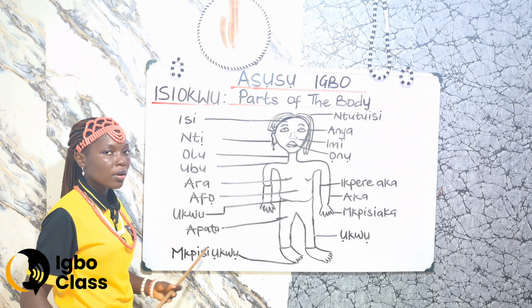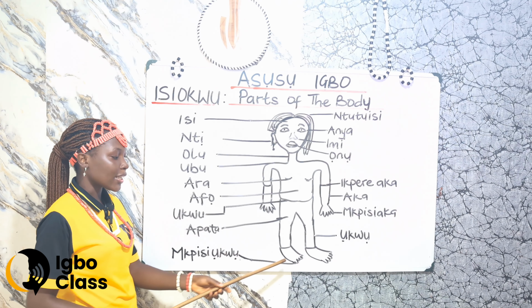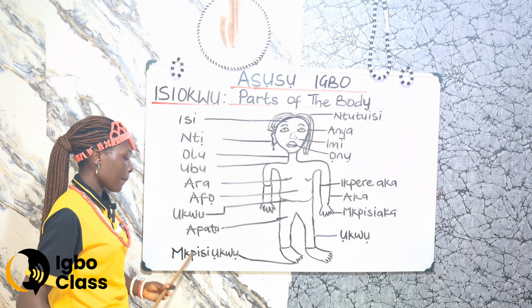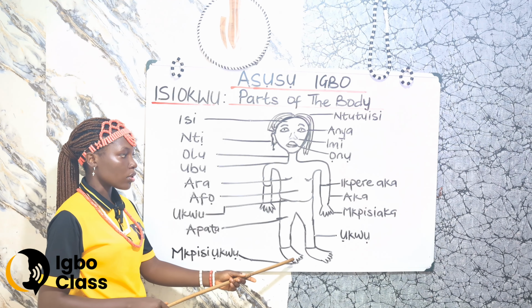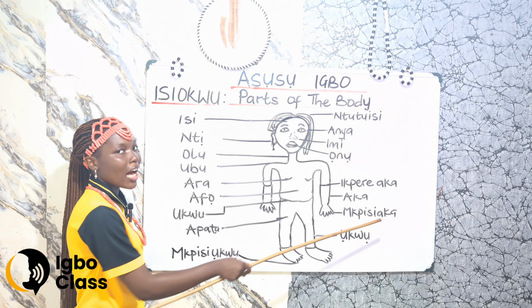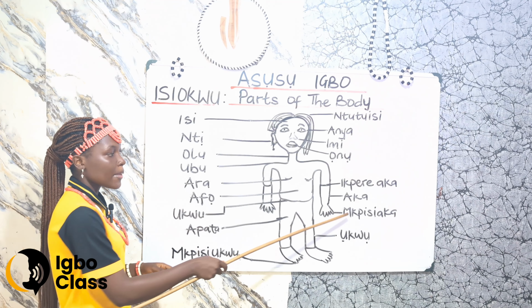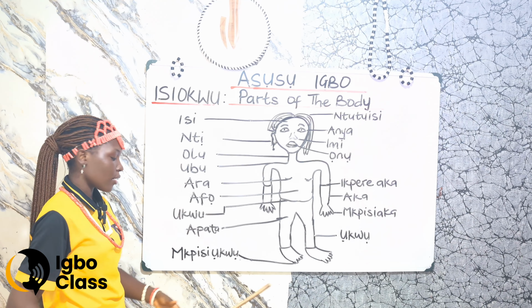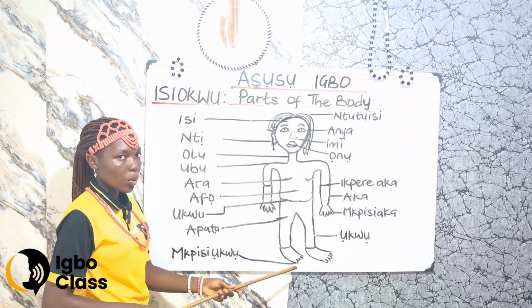Mkpịsị ụkwụ, that is the toes. Just like mkpịsị aka for the fingers. Mkpịsị aka, fingers. Mkpịsị ụkwụ, the toes.